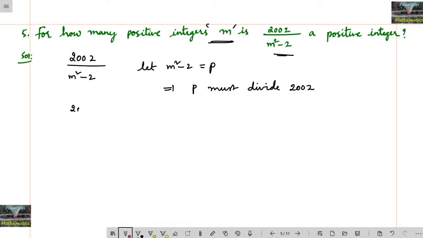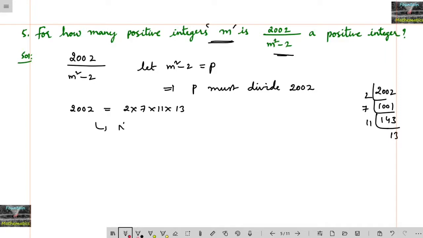What are the factors of 2002? If I do the prime factorization for 2002, 2 into 1001, and again, not 2 sorry, 3 table, no, 7 table, let's check. 7 ones are 7, 7 twos are 14, 100 minus 14 is 98. Yes, it's going in the 7 table. 7 ones are 7, and 143, and again it will go in the 11 table. 11 13s are 143. So we are getting 2002 is 2 into 7 into 11 into 13.